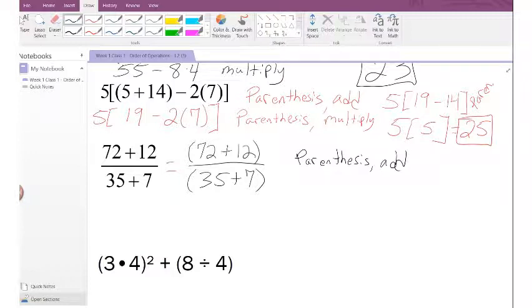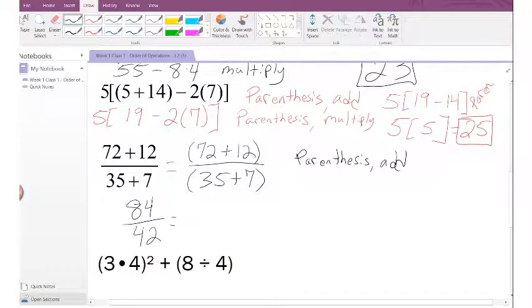Okay. So parentheses and add, and we end up with 84 in the numerator. 35 plus 7 gives us 42 in the denominator. 84 divided by 42 is 2. That is division there we just did.